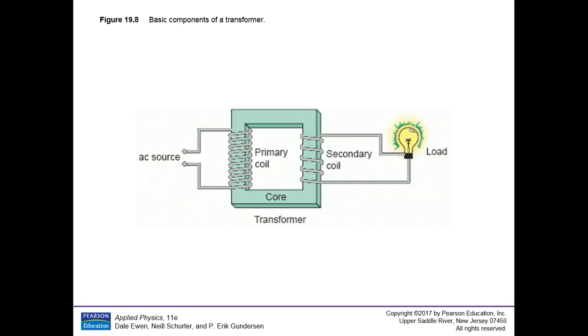This is a transformer. Now, a transformer has to have an alternating current source. Transformers like this do not work on DC current. There's no way it can work. Alternating means the voltage goes up and down and up and down constantly, very, very rapidly.